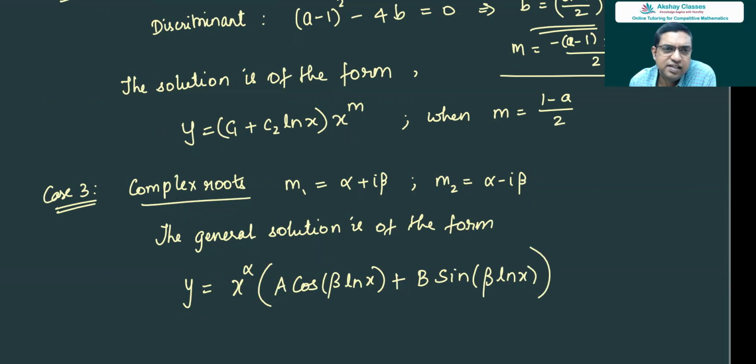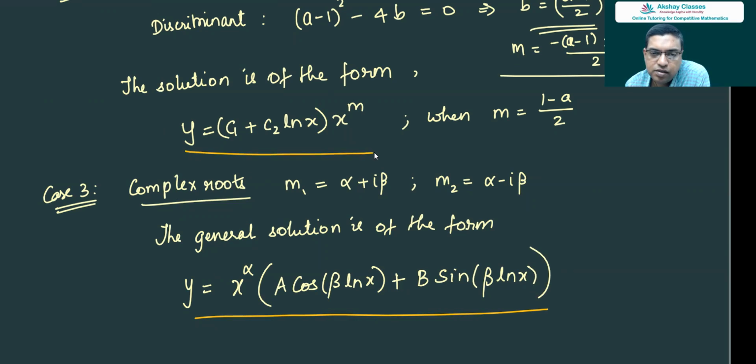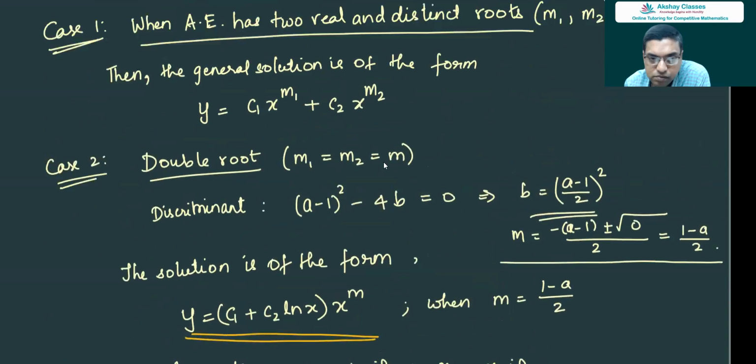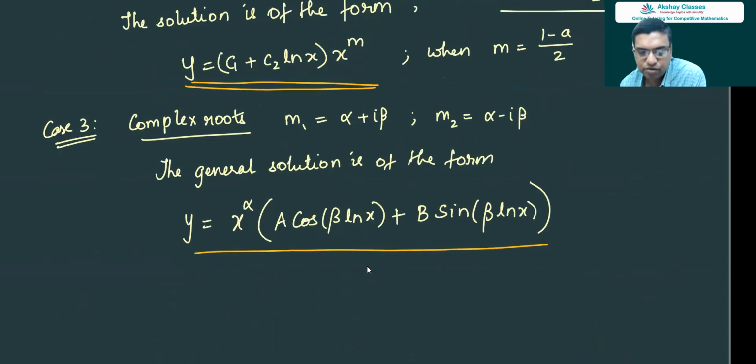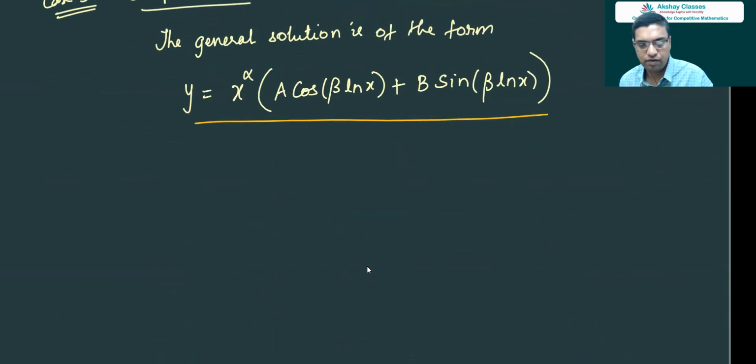So these three cases are very important: for complex roots, for real and equal roots, and for real and unequal roots, real and distinct roots. This is the complementary solution. This is how we solve the Euler-Cauchy equation. So let us take examples, easy ones.